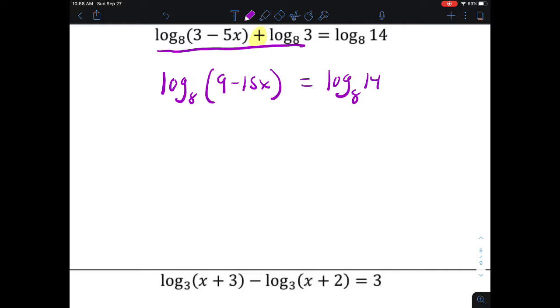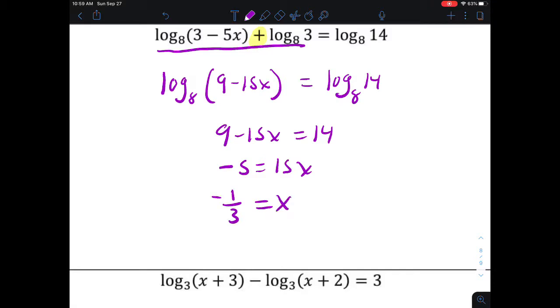Now it becomes a problem very similar to what we did earlier, where it's log base 8 of my entire left, log base 8 of my entire right. I can set the insides equal, and I can go solve for x. So 9 minus 15x is equal to 14, and then we go solve from there. So that's negative 5 is equal to 15x.